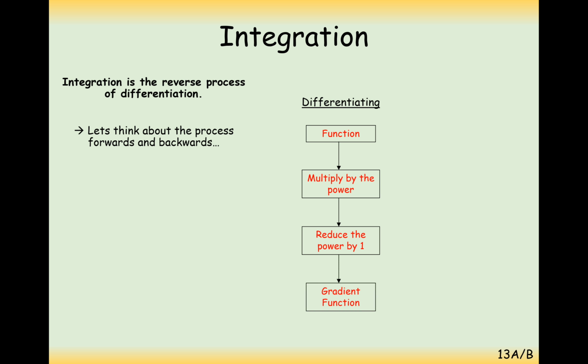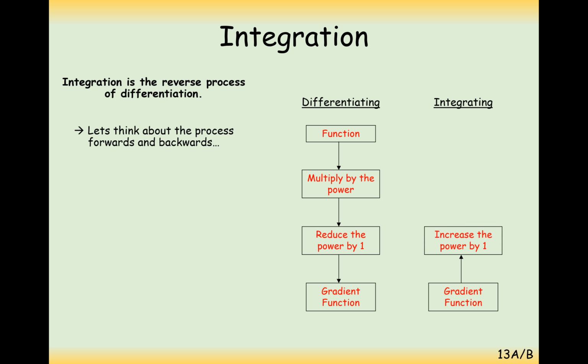So integration is the process of doing exactly that in reverse. We effectively start with the gradient function and work back up to our function. What you'll see here is that instead of reducing the power by 1 when we're integrating, we have to increase our power by 1. And instead of multiplying by the power, we divide by the new power that we've created once we've added 1 to our power. And that gives us our original function.